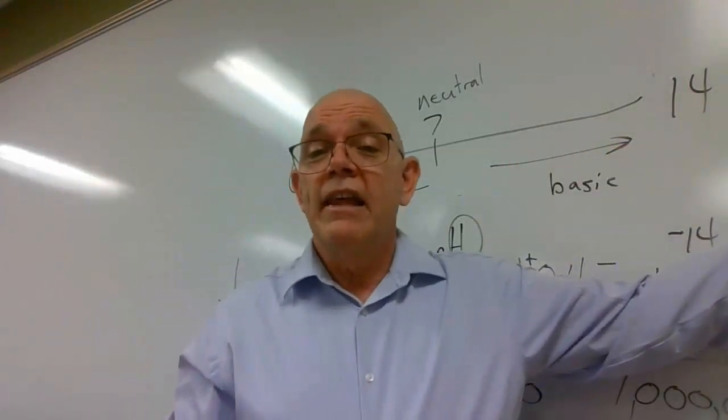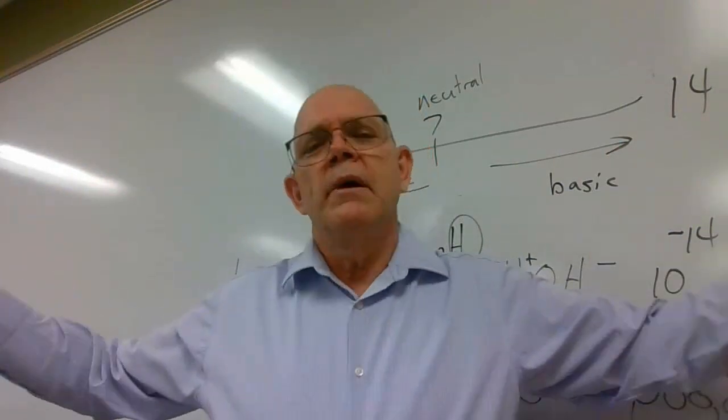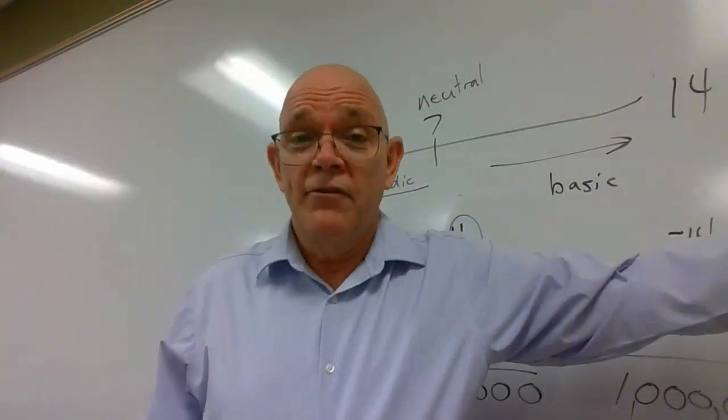Now, technically, it could get less and less. You could have 1 over 1 with 20 zeros, but in real life, we don't much get past 14.